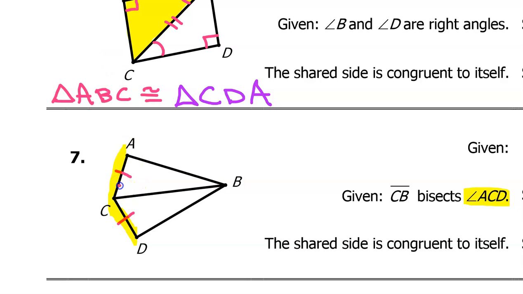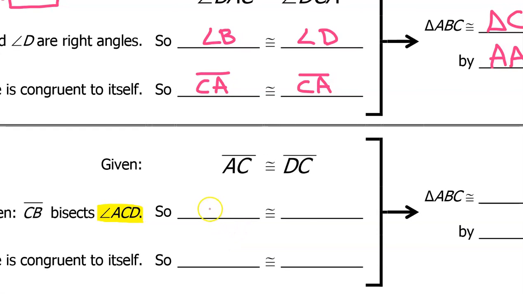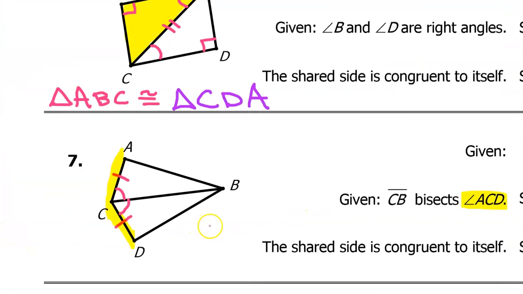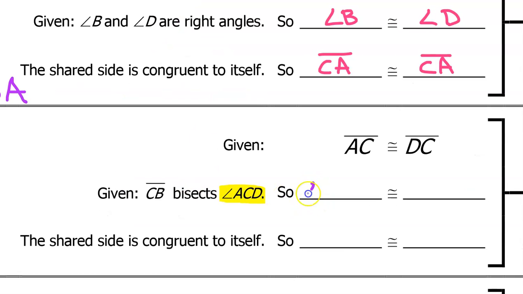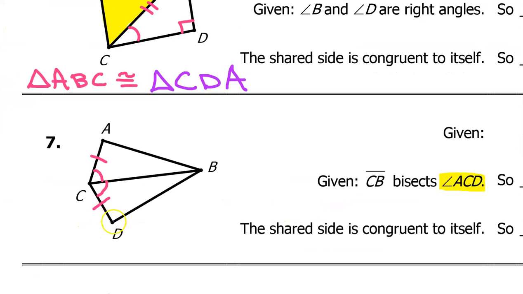So that means that this part of the angle is going to be congruent to this part of the angle. Now we need to fill in what is congruent to what. So we need to name these 2 smaller angles. So we're going to have to use the 3-letter name. So for example, the angle at the top is angle ACB. And the angle at the bottom is angle DCB.